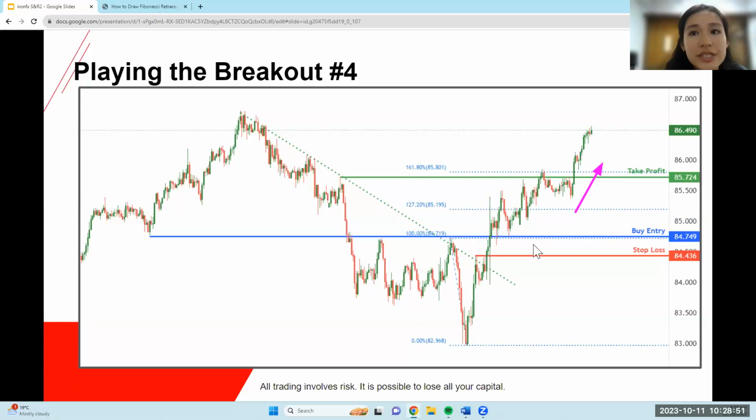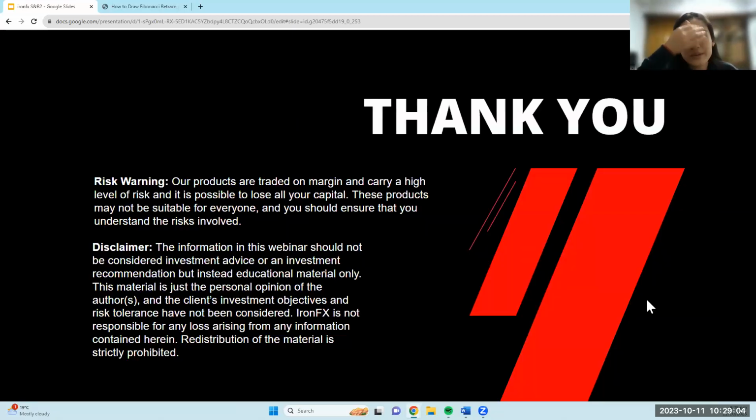And our buy entry, as you can see here, is also an overlap level because we have price reacting off of it from a swing low and a couple of swing highs as well. Okay, so that's all for my slides.